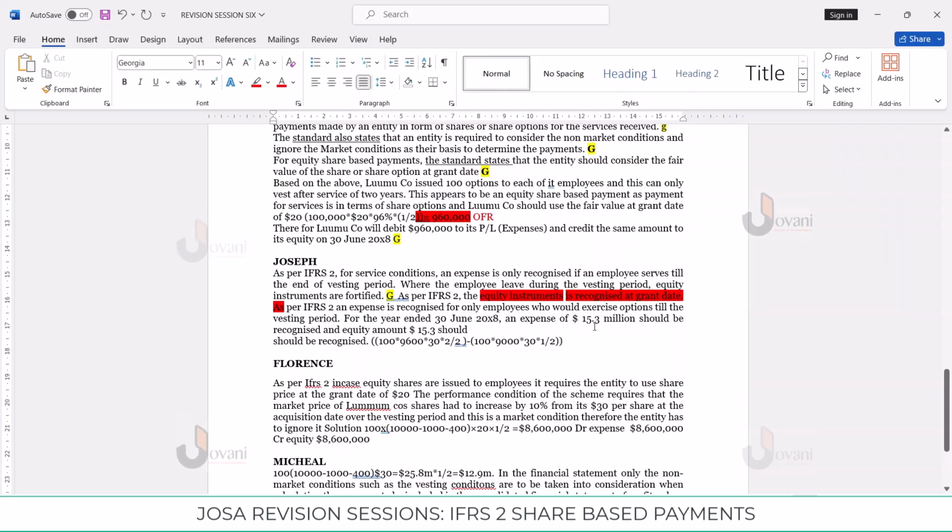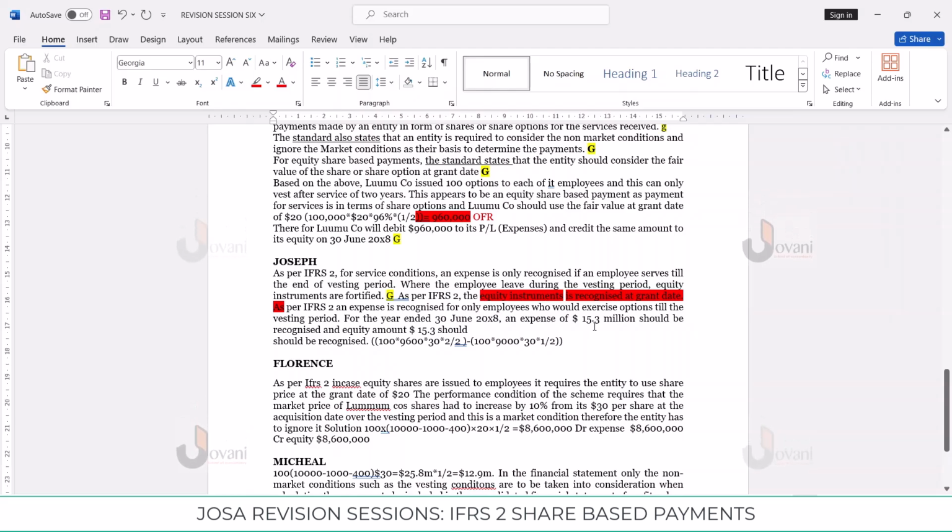The performance condition of the scheme requires that the market price of Rumuko has to increase, and this is the market price, therefore it has to ignore it. Okay, this is good. This is good because you're commenting about the market conditions. Solution. Don't do this again, Florence, in your answer. I told you, whatever you are drafting, you're giving advice to finance director. So if you're giving advice to finance director, they don't need your solutions. So this, don't repeat it, don't do it.